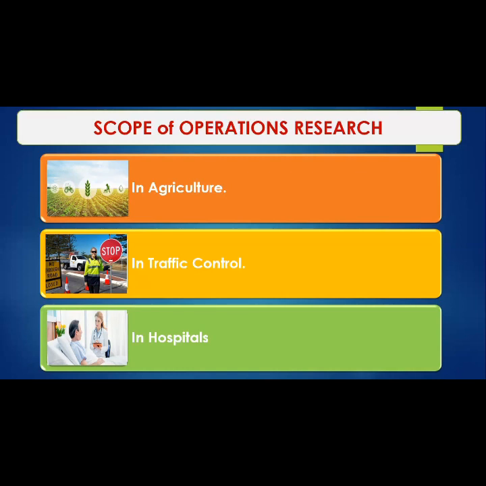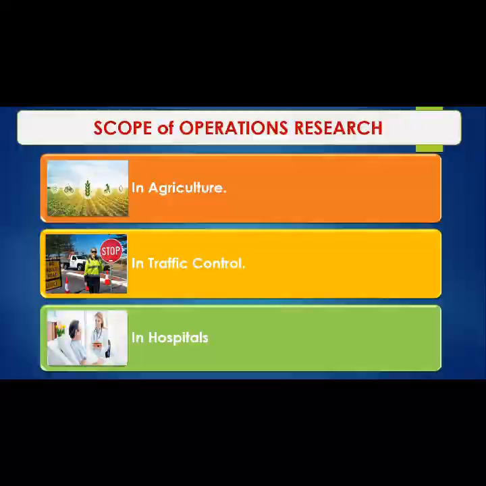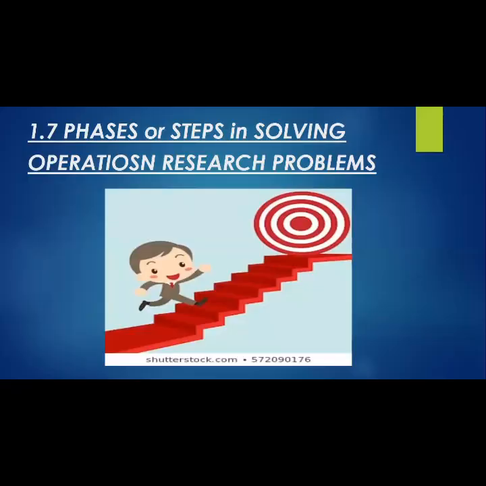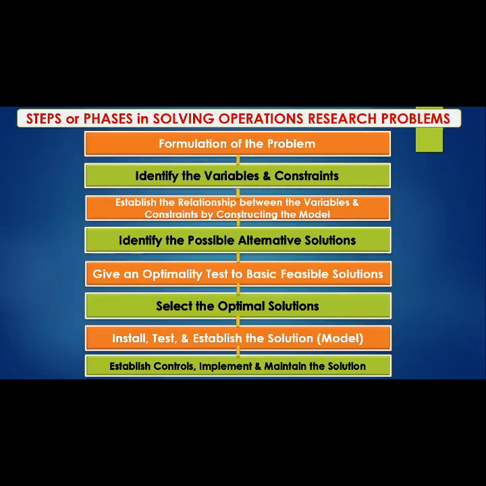And finally, the last key area that I'm going to be highlighting would be the phases or steps in solving operations research problems. So again, like I said earlier, the third characteristic of operations research is a systems approach because there is no shortcut in operations research. There should always be a step-by-step process or procedure that we need to follow. What's the first step or phase in solving an operations research problem? First is formulation of the problem.